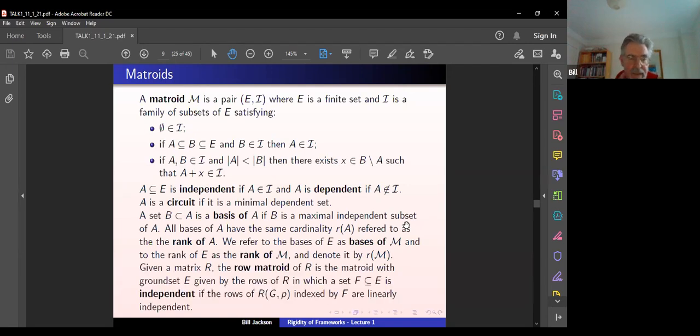So a classical example of a matroid comes from a matrix. If we're given a matrix R, the row matroid of R is the matroid in which the ground set is the set of rows of the matrix, and any subset of rows is independent in the matroid if and only if it's a linearly independent set of vectors.